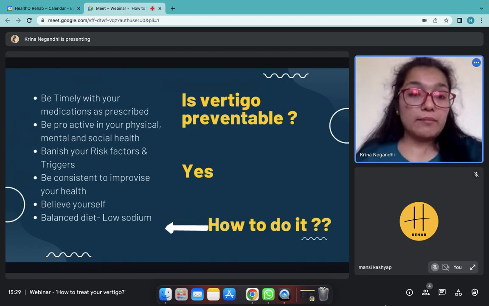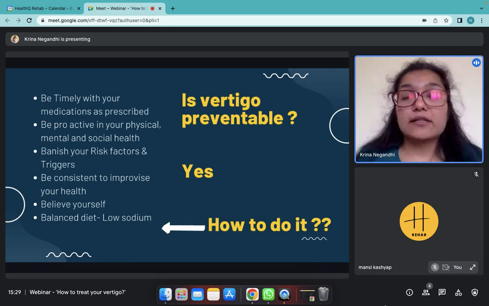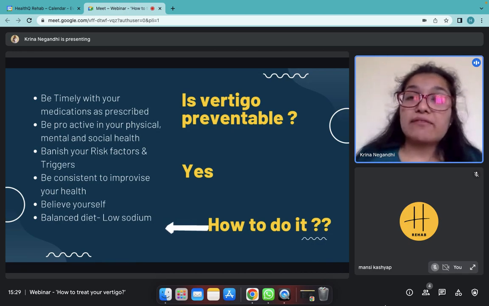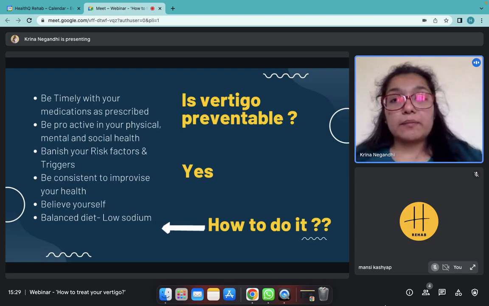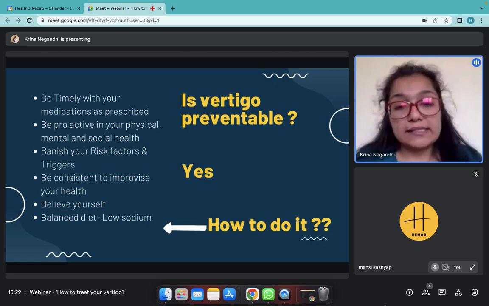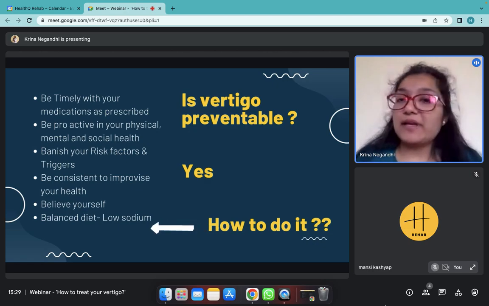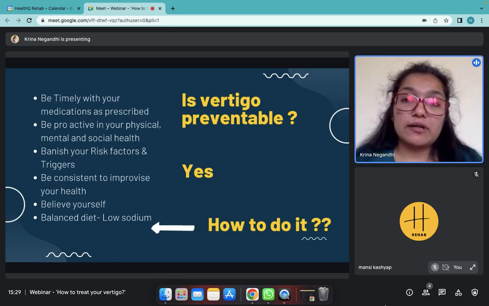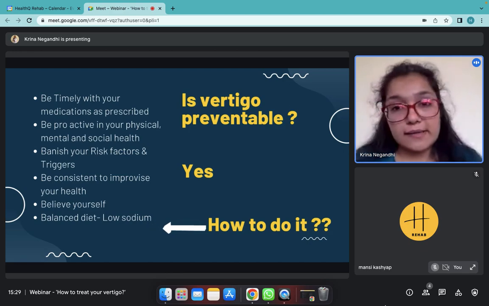The person may be asked to be consistent with their own improvement of health. The person should believe in themselves so that they have self-awareness regarding the vertigo attacks. Also, a balanced diet with low sodium can be very helpful to a patient with vertigo. I would like to add more: magnesium and omega 3 and 6 are major minerals which also help patients with Meniere's disease.